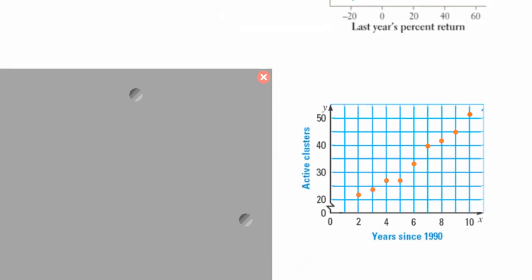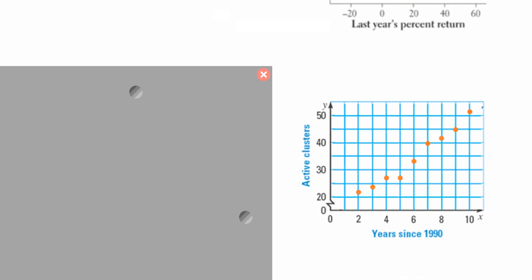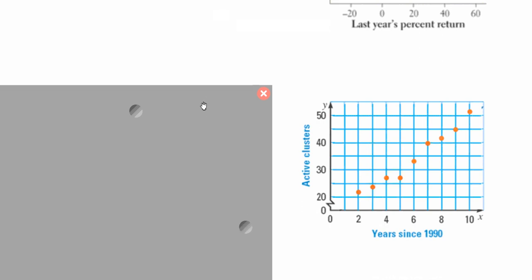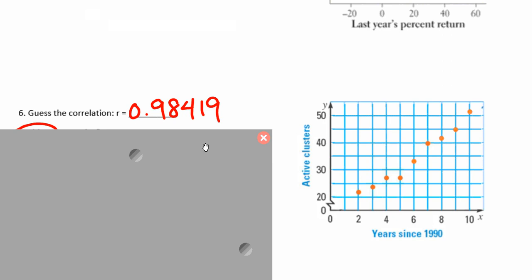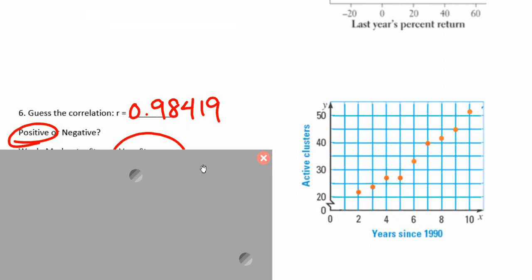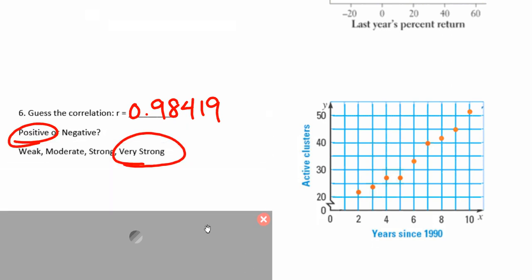Our last one here, we've got the years since 1990 as your explanatory variable. Your response is the active clusters. Our R value is 0.98419, so it's positive and it's very strong.